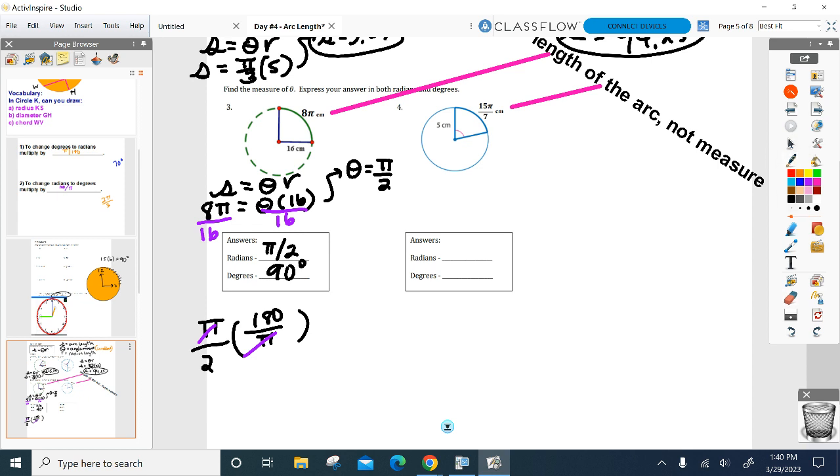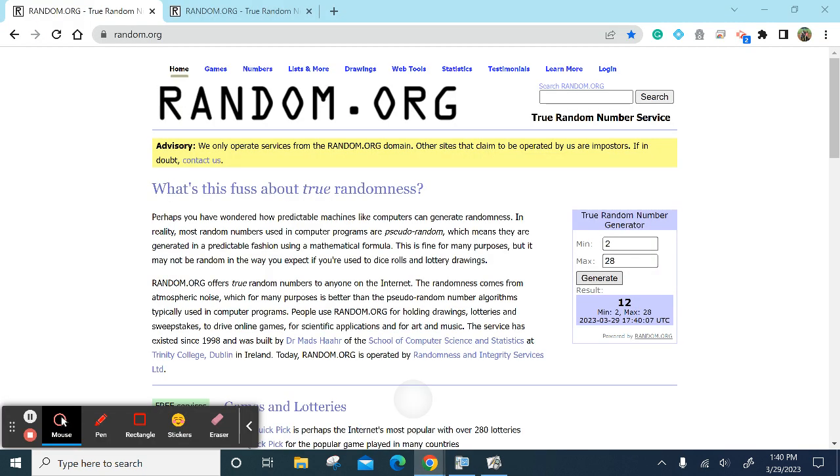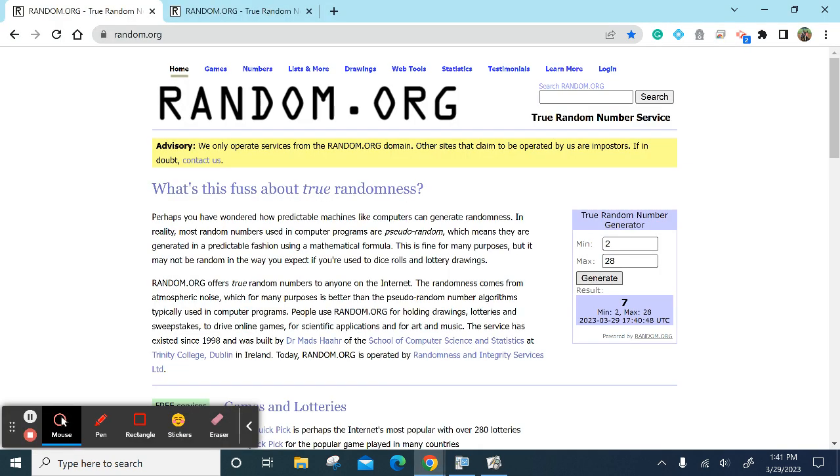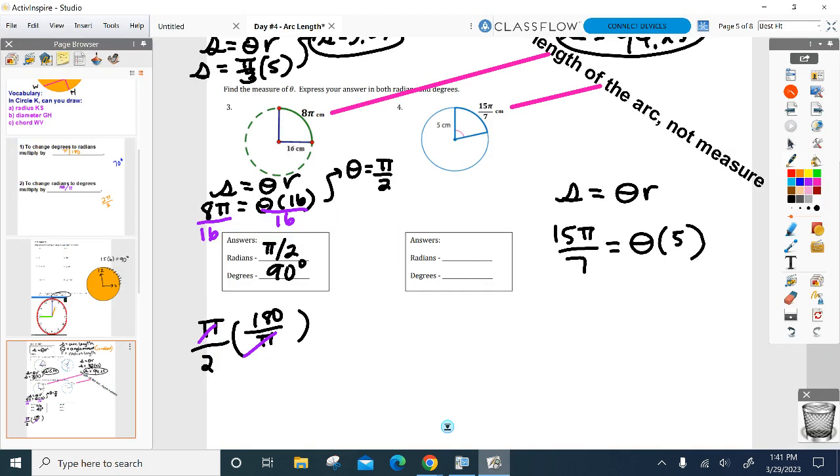All right, next one. Let's do radians again. What's my arc length to plug in for S? 15 pi over 7 equals theta times r, 5. Again, how do I get the theta by itself? Divide by 5.